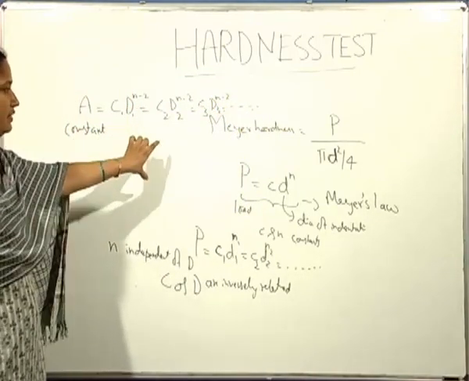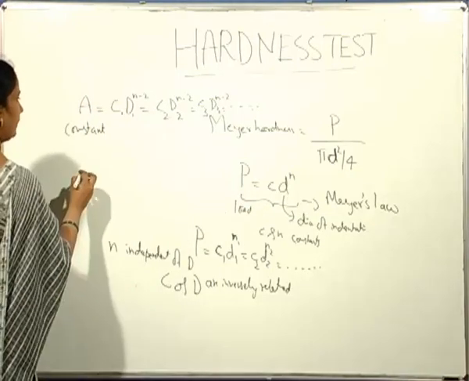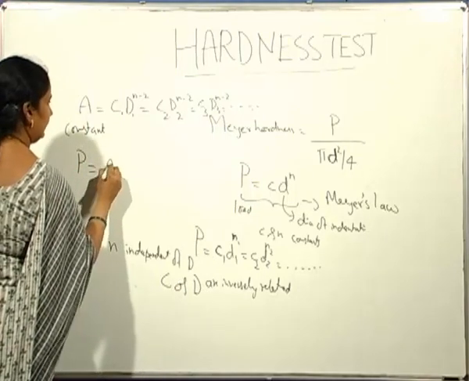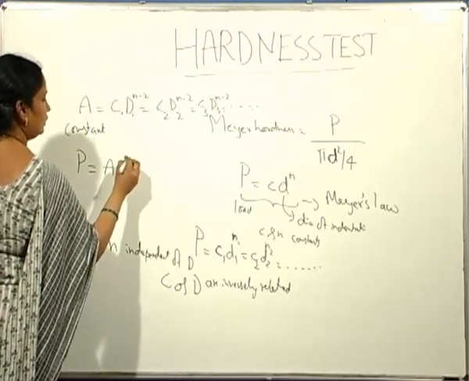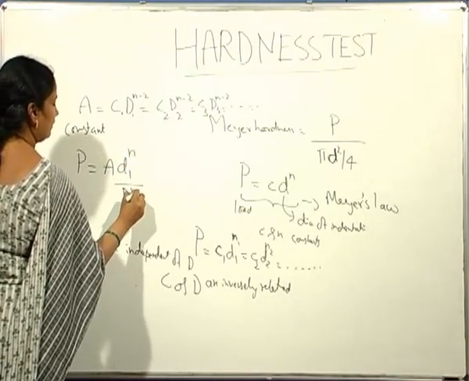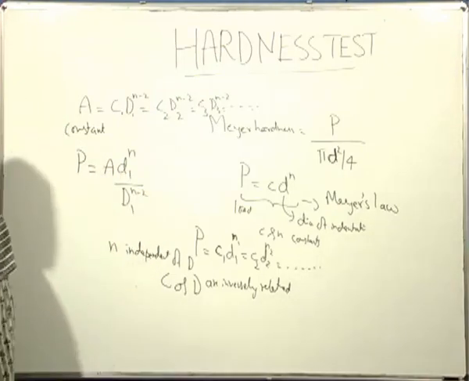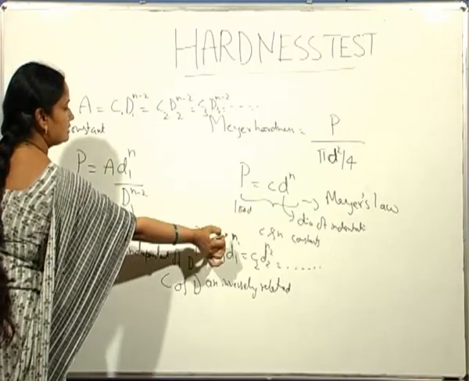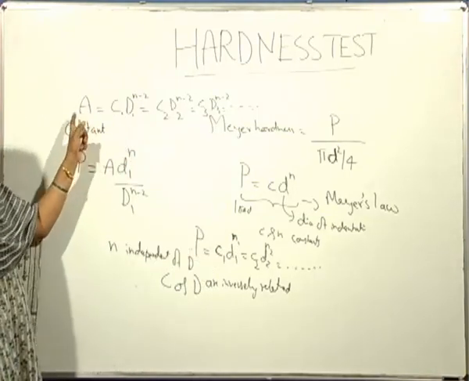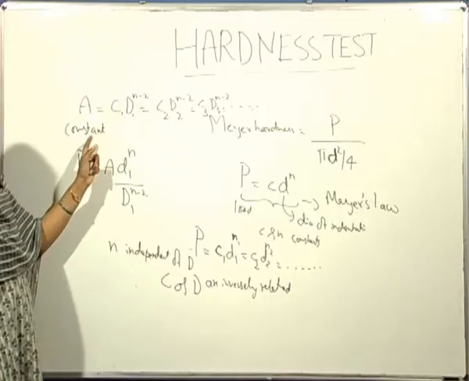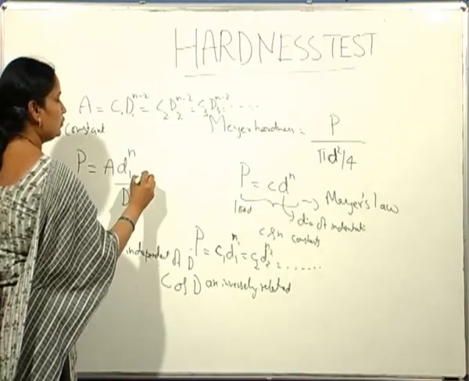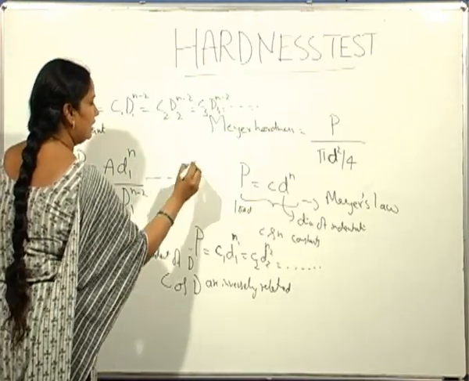So from this we can write this equation as P is equal to A d to the power of n by capital D to the power of n minus 2. So we can write, instead of C, A is substituted. C is equal to A by D to the power of n minus 2. So this is one of the important relationships.